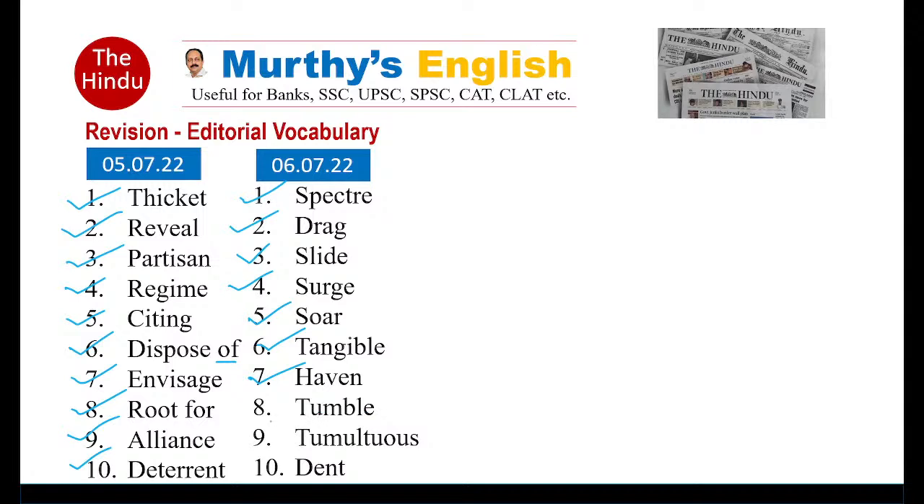Eighth one, tumble means what? Fall, trip over. Tumultuous: loud noise or uproar. Dent: a depression on a flat, smooth surface. Dent, it goes with cars and bikes.